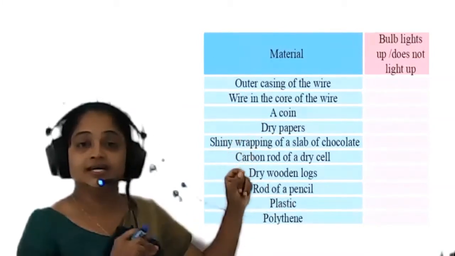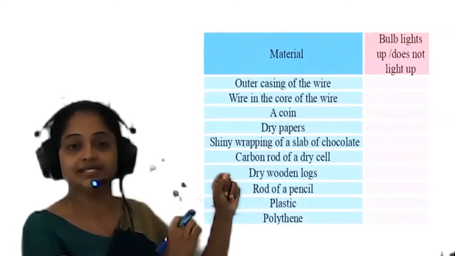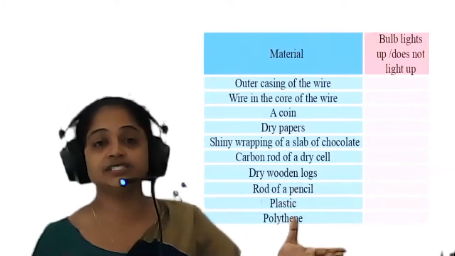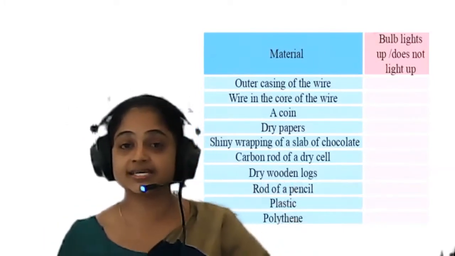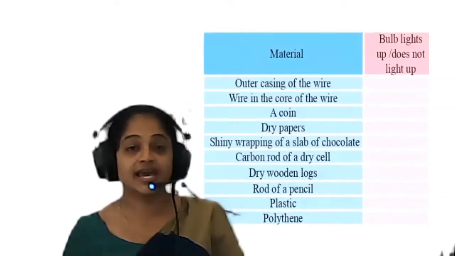That means the electric current can go through that material. So materials can be divided into two groups: the materials which can carry electricity and the materials which do not carry electricity. Right? These are the two types.